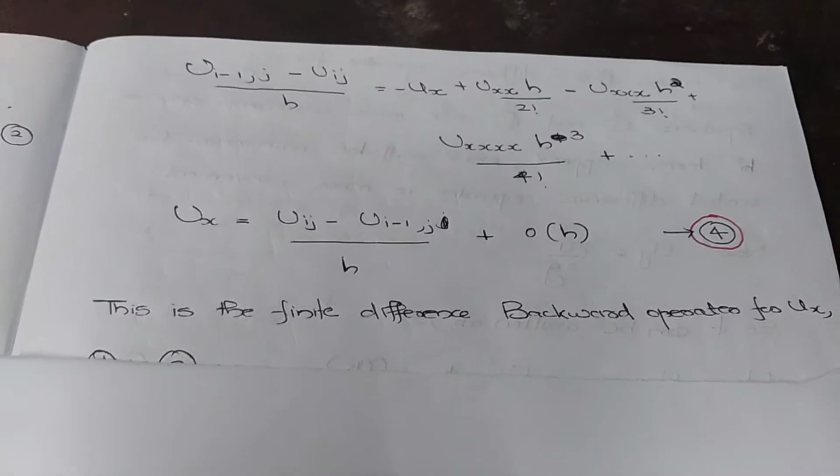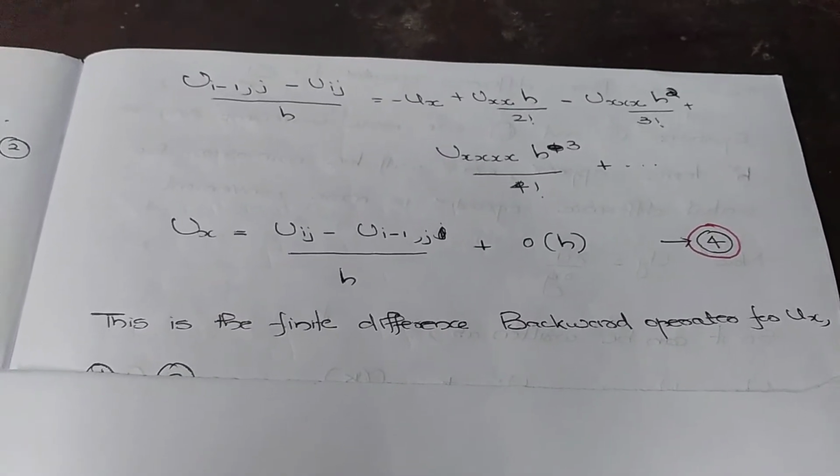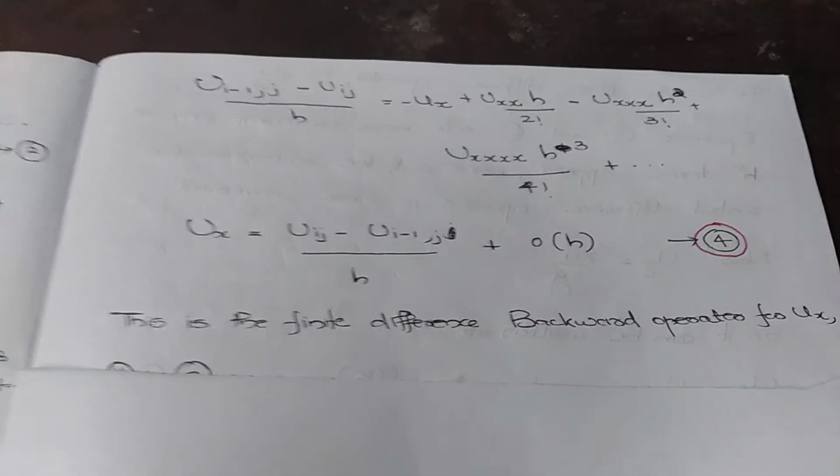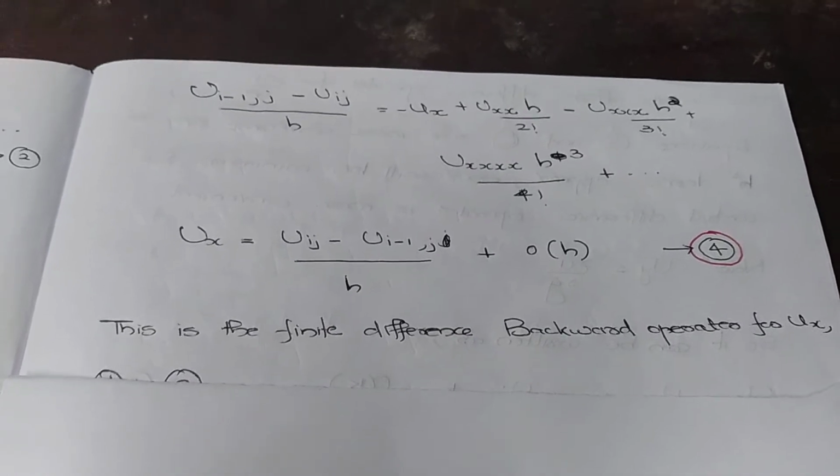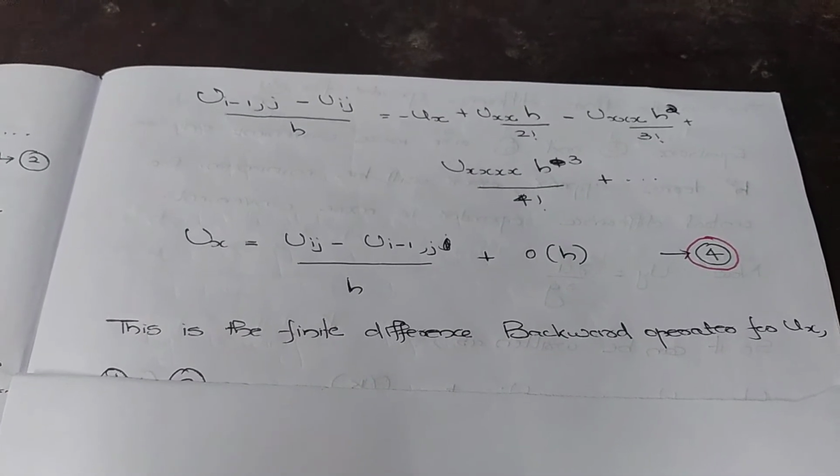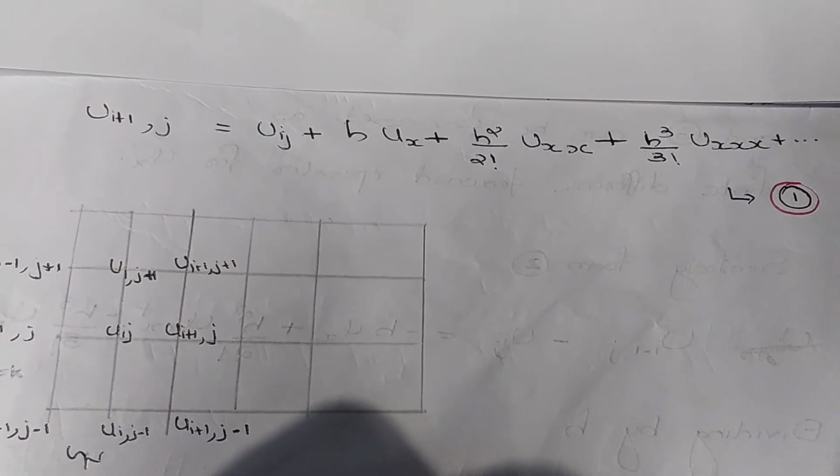The O(h) consists of higher order terms of h. We put it as equation number 4. We see that this is equation number 1, and this is equation number 2.